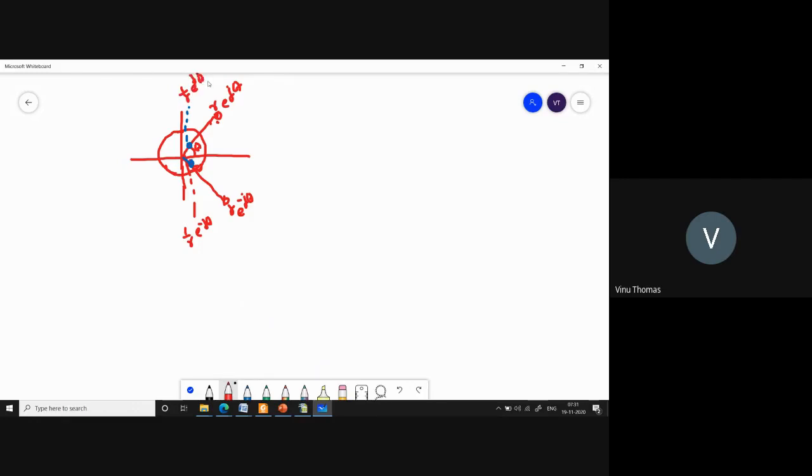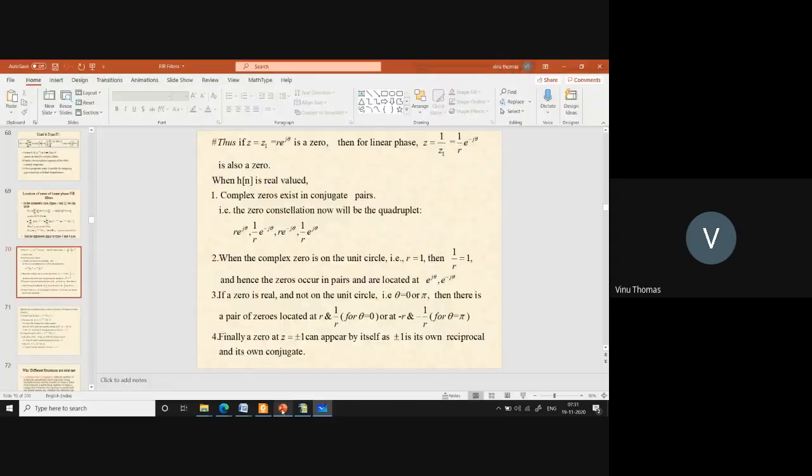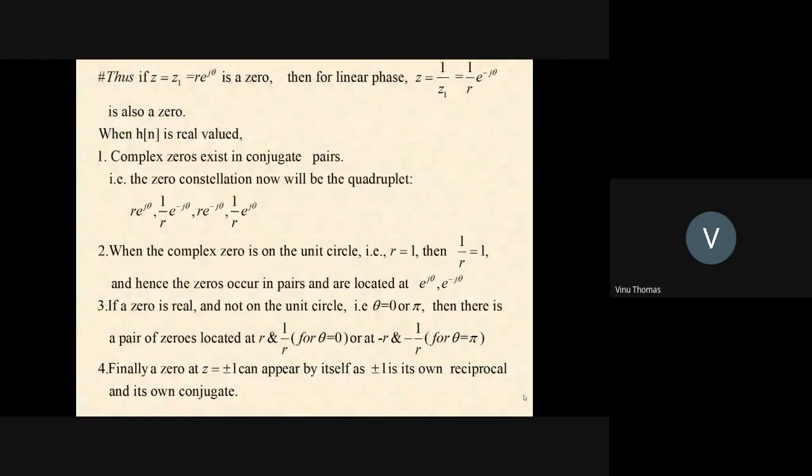So the zero constellation will now consist of a zero here, a zero here, a zero here, and a zero here. Which means if you have a zero at this location, its conjugate will also be a zero. Its reciprocal is a zero. The reciprocal of this also is a zero. So this will consist of 4 zeros in the zero constellation. Now, this is only when h of n is real valued, as I have previously mentioned.